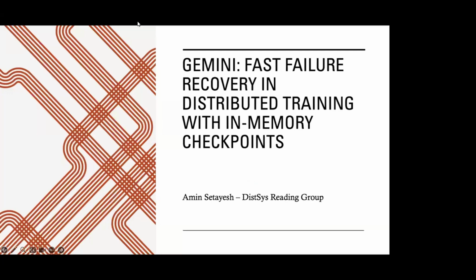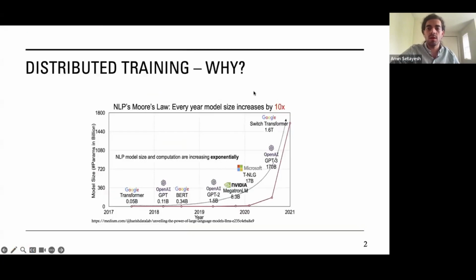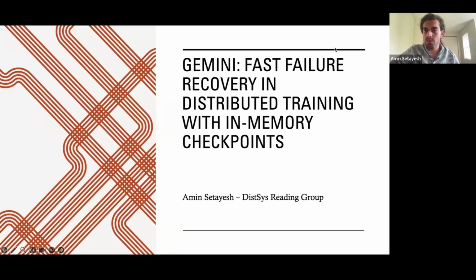So today's paper is called Gemini: Fast Failure Recovery in Distributed Training with In-Memory Checkpoints. This paper is about how to recover from crash failures in a distributed training system. As Alexi mentioned, it's different from what we have seen in database systems, because the guarantees that you need here are different. So why would you need something like this?